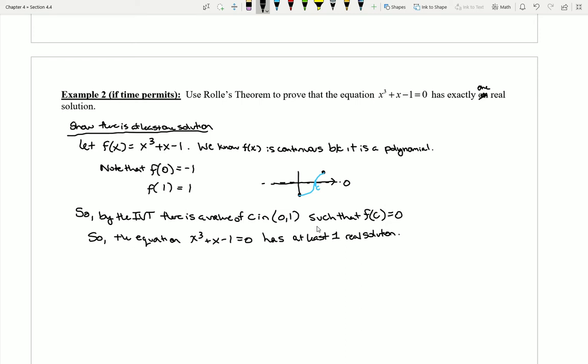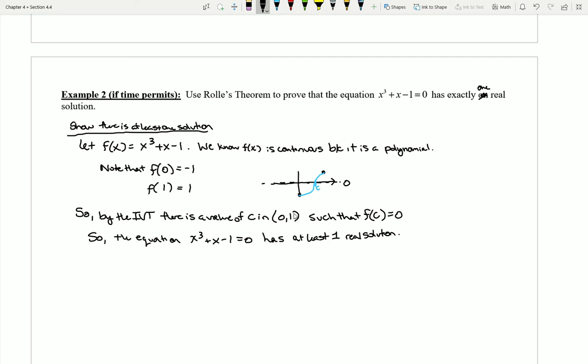I can't guarantee how many there are. There might be more than one solution. All I know is that this graph has to cross over 0 at least one time, meaning there's some value I can plug into this formula to spit out 0. I also don't know what this value is, but I do know that it's somewhere between 0 and 1. I know it's there, even if I don't know exactly what it is.